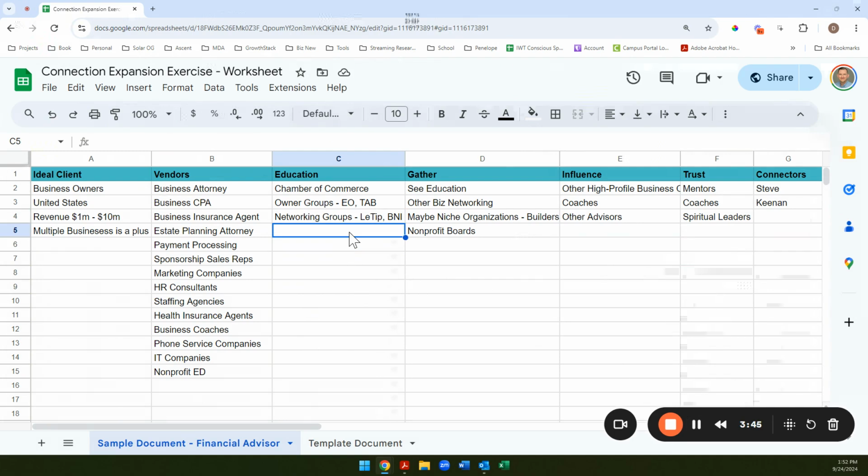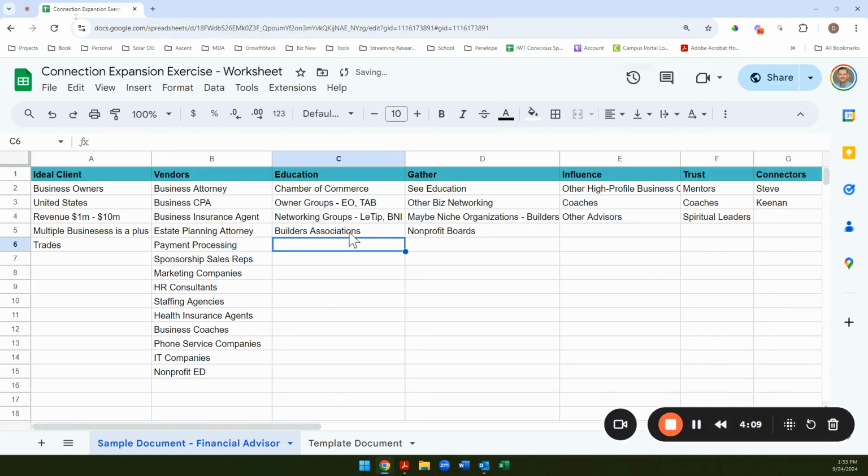Now, had we been specific and say I was targeting a business in the trades because they tend to have vehicles, maybe they own a commercial building, things like that, then I could come back to education and I could say builders associations, right?